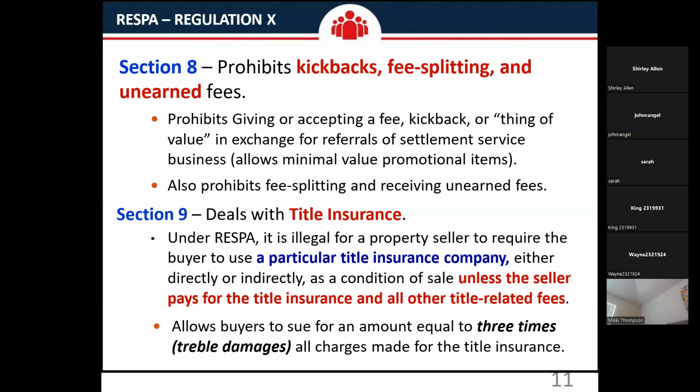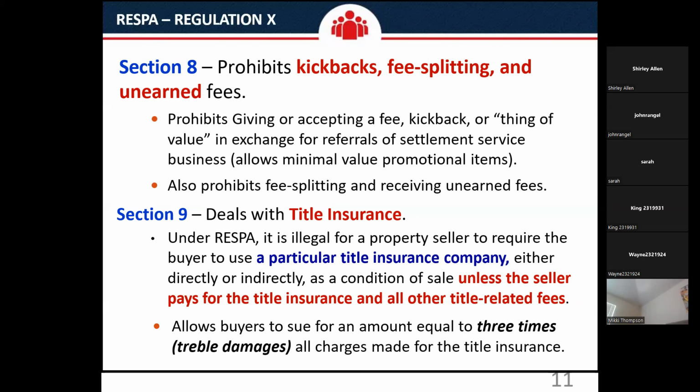I'm just throwing that in there because I see it in a lot of the questions. Section 8 also prohibits fee splitting and receiving unearned fees. Typically what it's saying here is that you're not allowed to split your commission with an unlicensed person. That would be fee splitting.